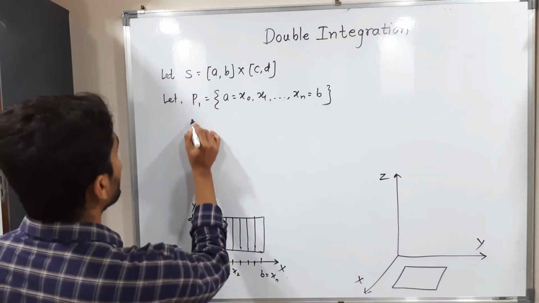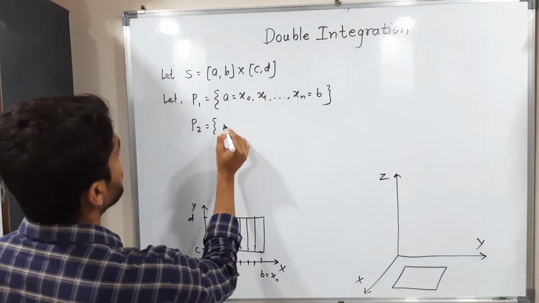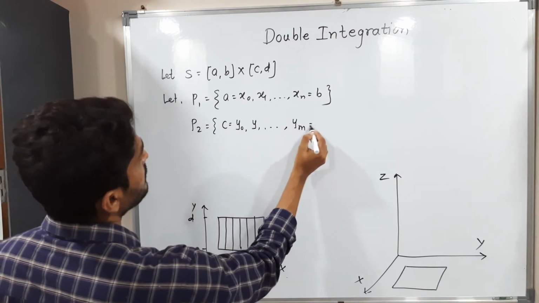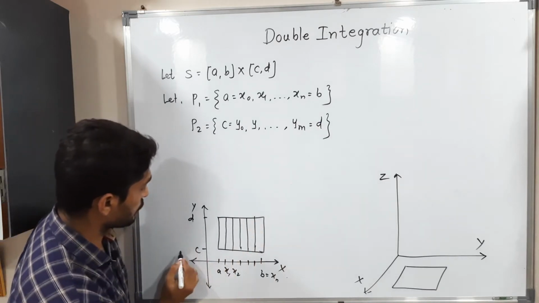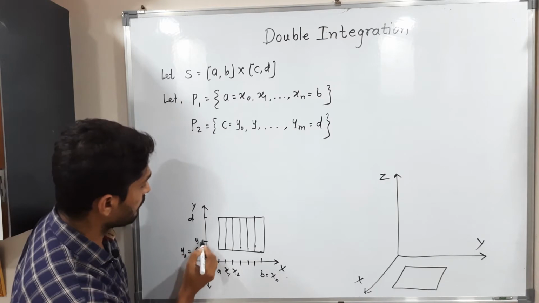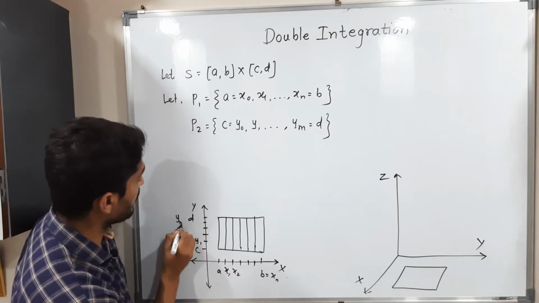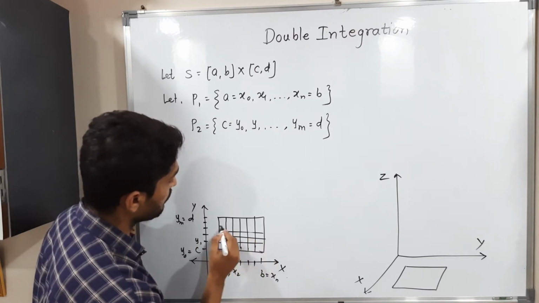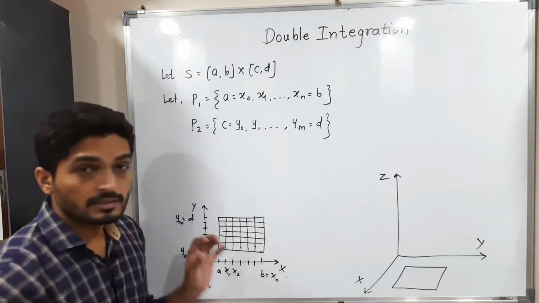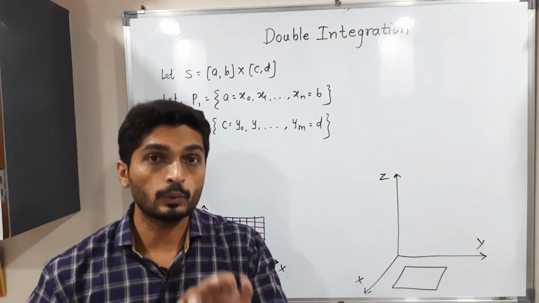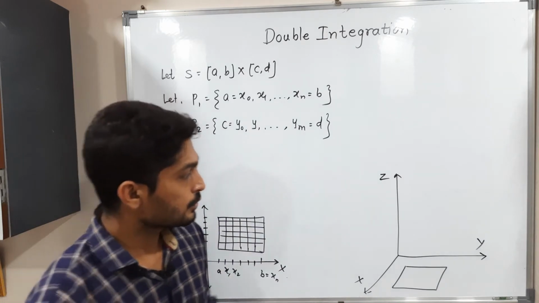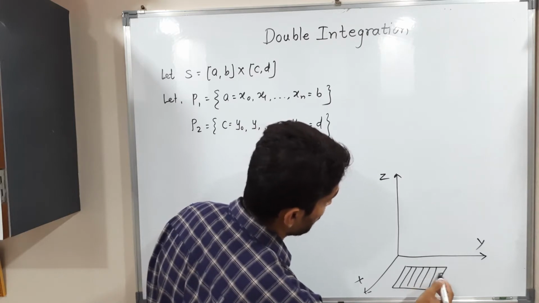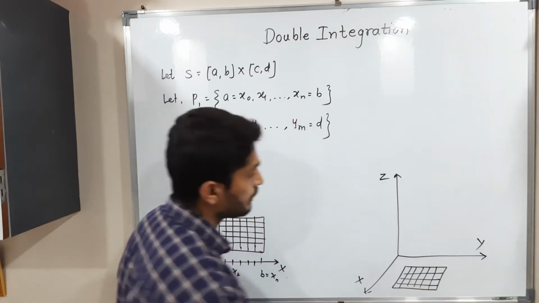Similarly, I will take P2 to be the partition of the closed interval [c,d]. So c = y0, y1 and so on, ym = d. Here I am taking a partition. y0 means c, after that y1, y2, y3, y4 and the last ym is equal to d. Because of this partition, we can draw lines here. Getting the point? So now this rectangle is subdivided into m times n sub rectangles, right? I can draw the partition like this. Because of these partitions we have got a region like this.